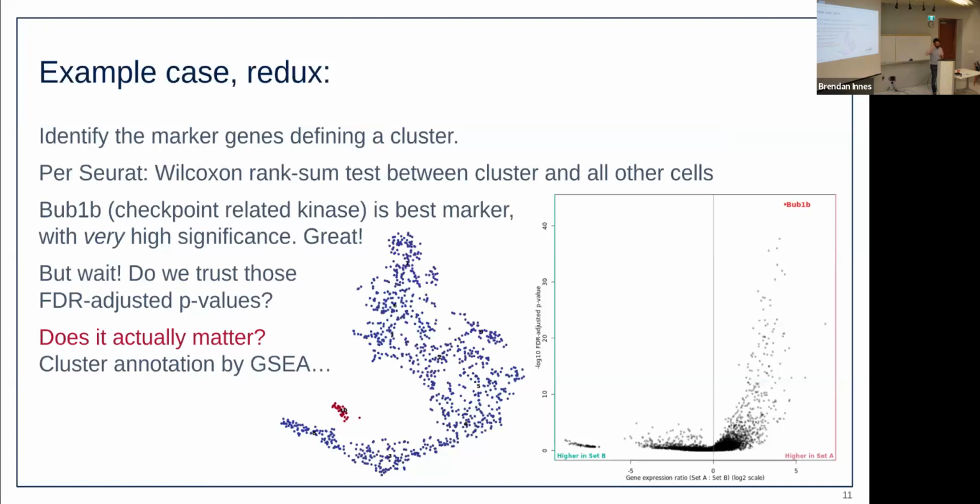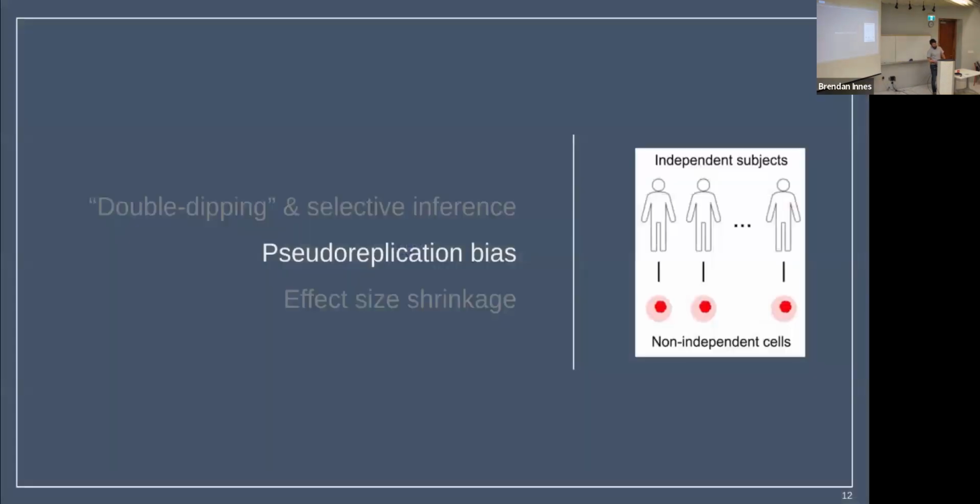If you don't care about that p-value because, say, you're just trying to annotate the clusters using GSEA, which you just use a ranked list of all of your gene expression in that cluster versus others, if you're not reporting these p-values, then it doesn't actually matter. That being said, if you are, you definitely need to go and solve this problem. So now you know.